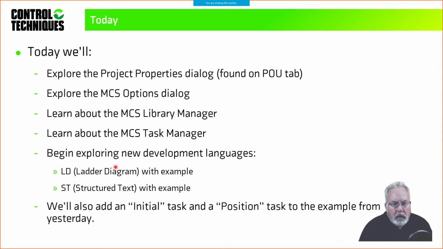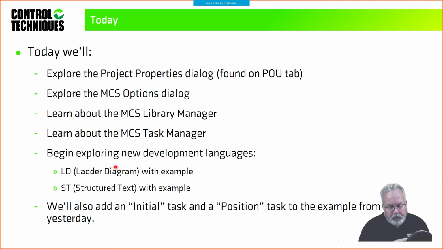Today, what I'm going to do is start where we left off yesterday. I want to finish off that ladder diagram program we started. After that, we'll look at some project properties and some more tools that you may or may not be aware of with Machine Control Studio. We'll look at properties and the options dialog. Then we're going to learn about the library manager and the task manager.